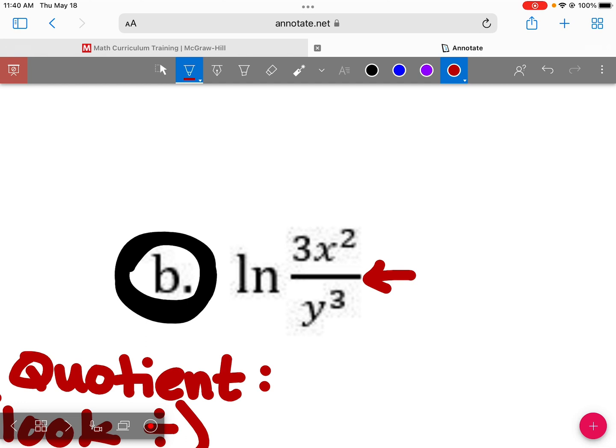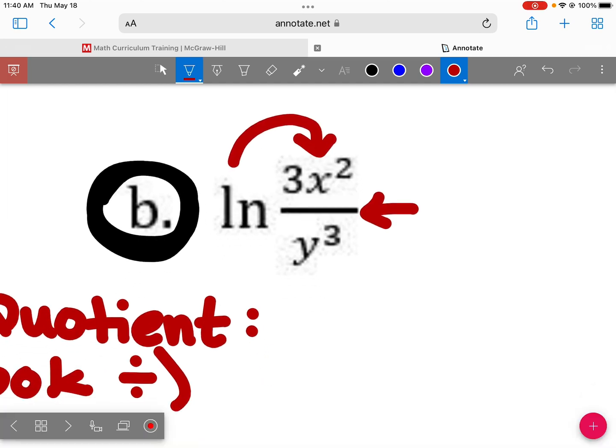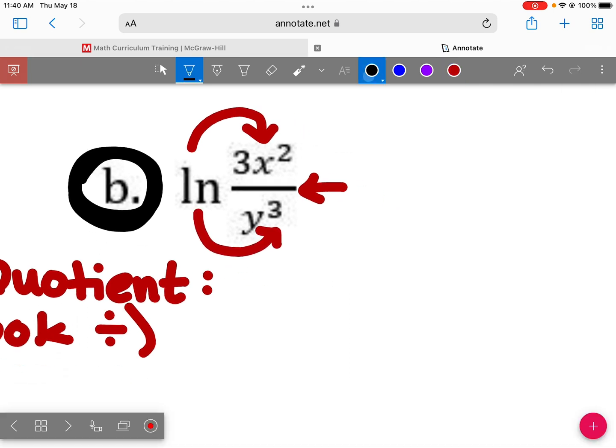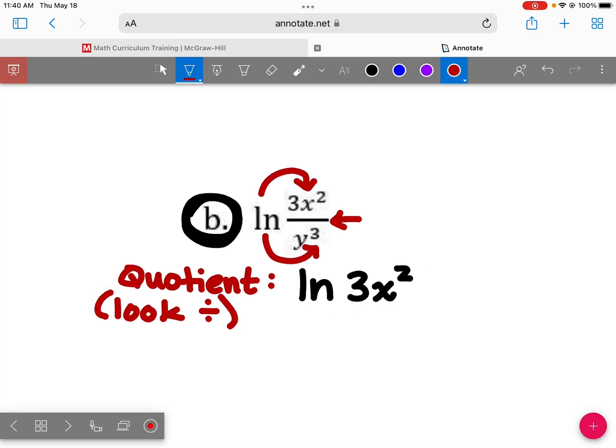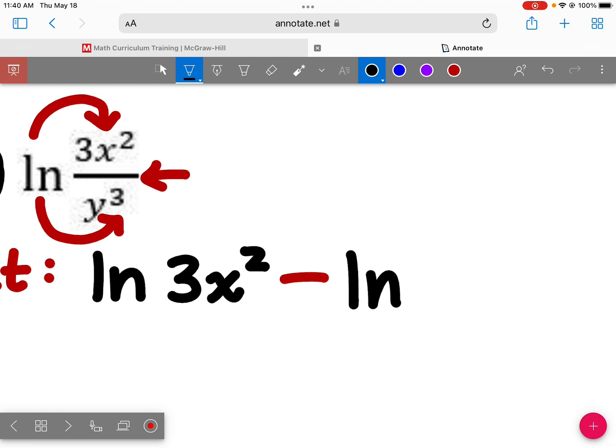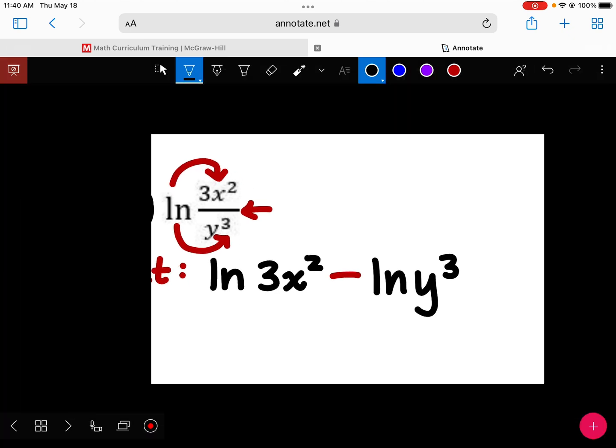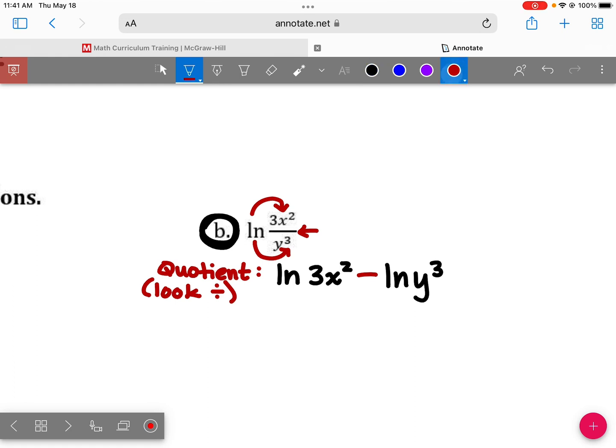When I'm expanding, everybody gets logs. So I'm going to have ln of my numerator and ln of my denominator. So ln 3x squared. Instead of division, the fraction turns into subtraction. Minus ln of y cubed. Everything happens in reverse. So quotient, look for a fraction, turn it to subtraction.